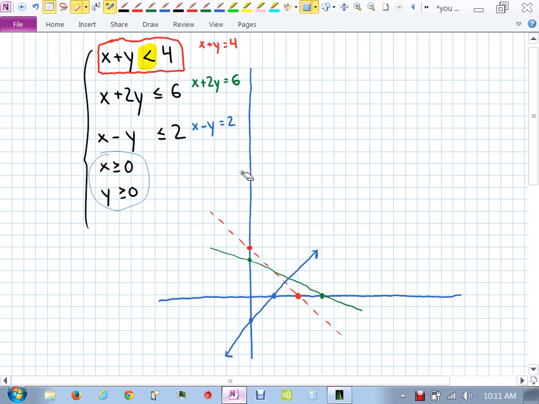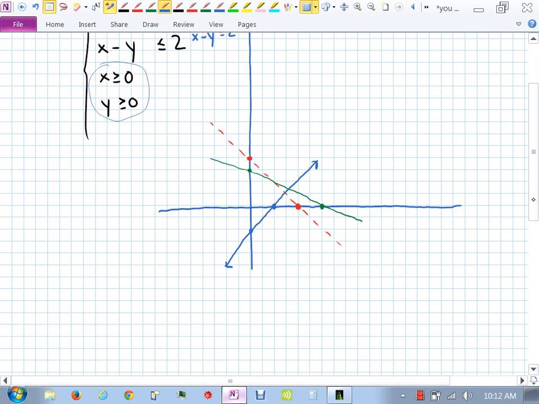Now that I kind of have an idea of what this looks like, well, I guess that's it, huh? So you would begin to shade sides of the lines now, test points. I'm not going to do that. I'm just going to shade the region that they have in common, which would be this.